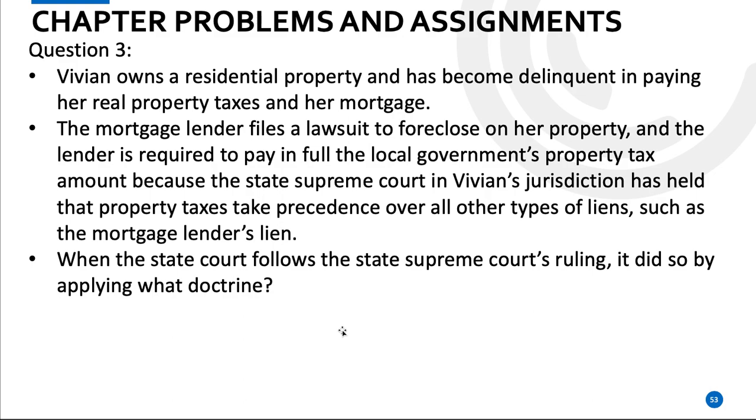Question 3. Vivian owns a residential property and has become delinquent in paying her real property taxes and her mortgage. The mortgage lender files a lawsuit to foreclose on her property, and the lender is required to pay in full the local government's property tax amount because the state Supreme Court in Vivian's jurisdiction has held that property taxes take precedence over all other types of liens, such as the mortgage lender's lien. And that applies in Texas too. The ad valorem tax lien is a superior lien to any mortgage liens. When the state court follows the Supreme Court's ruling, it did so by applying what doctrine? So what's the name of the doctrine that we covered?